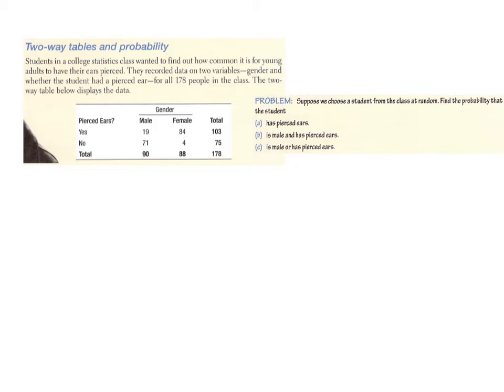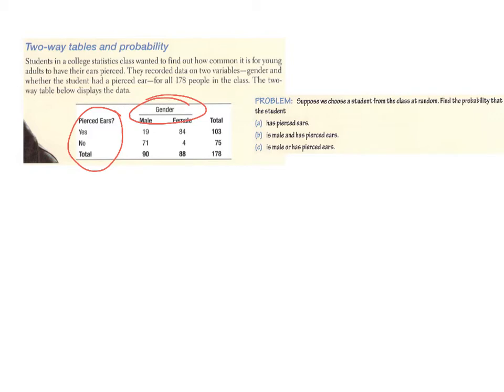They recorded data on two variables, gender and whether the student had a pierced ear, for all 178 people in the class. The two-way table below displays the data. We've got gender across the top, male and female, and pierced ears down the side. We've got our totals on the edges, which will be helpful to us. So our problem here is, suppose we choose a student from the class at random. Find the probability that the student has pierced ears.